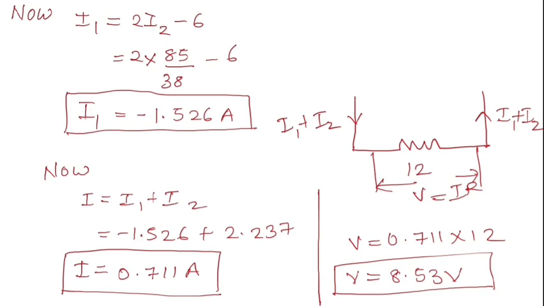Next is I is equal to I1 plus I2. So I am again getting the value of I is equal to 0.711, that is the value of I1 plus I2. Now they have also asked me what is the voltage drop across your 12 ohm resistor. So that is V is equal to 0.711 into 12, that is the current flowing, I1 plus I2. That I1 plus I2 current is flowing through your 12 ohm resistor. So I cannot consider only I1 or only I2, I have to consider both of them. Therefore I have considered 0.711 into 12, the 12 is your resistor value.